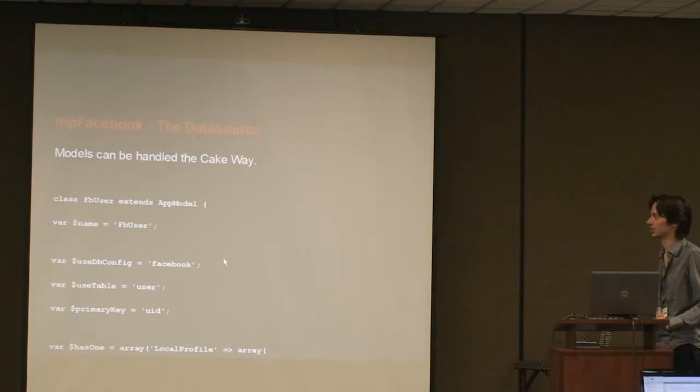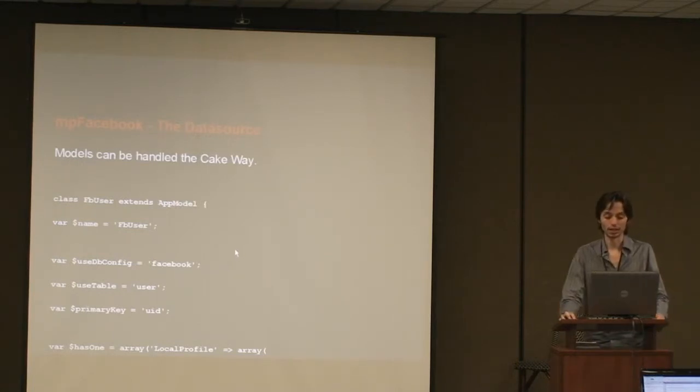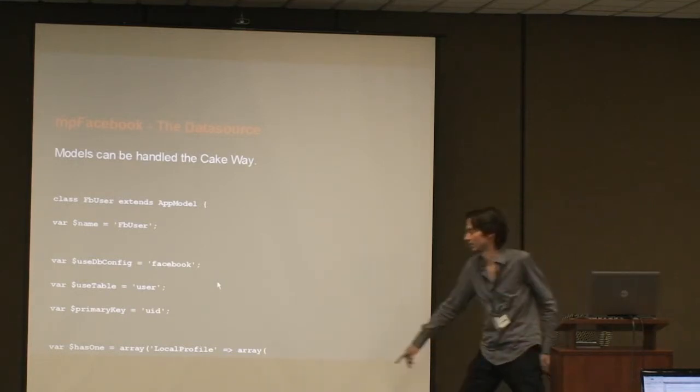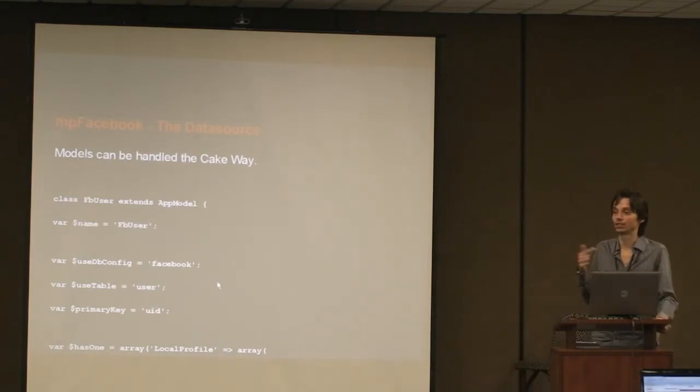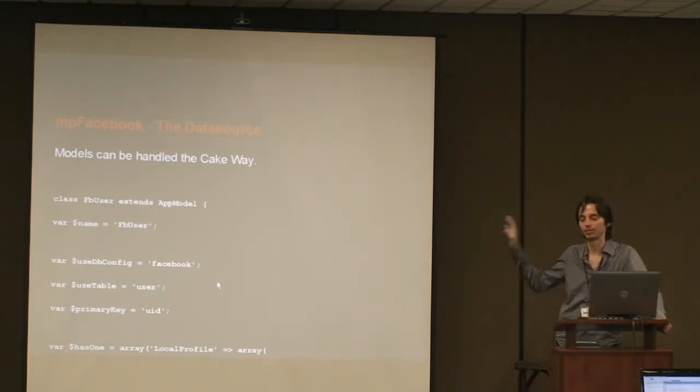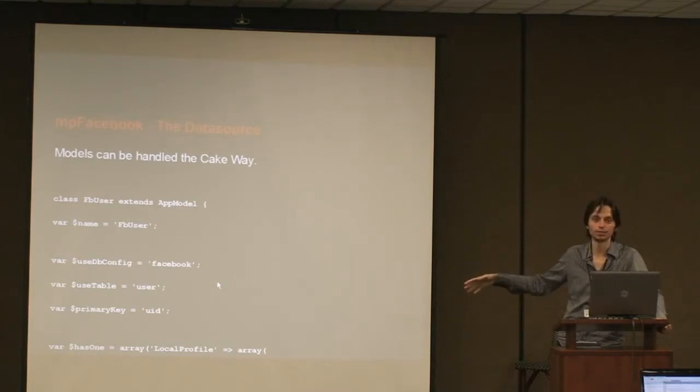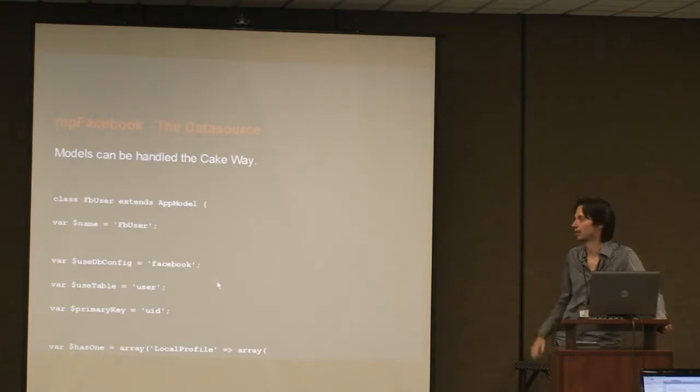Your data source, your model, can be just like it would be in any other. You basically just set up your associations, just like you would with any other model. And you can associate your Facebook fake tables to local database tables. So this FB user is the information from Facebook itself, and it has one relationship with my local profile. So my local profile only needs to store my Facebook user ID as a field, just like it would if it was a profile for a user table locally. And if I do a find against the local table, I will get associated information back from Facebook, generating a query. If I do a Facebook query, I'll get associated information back from my local tables.